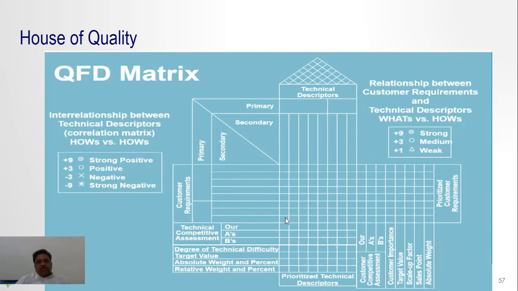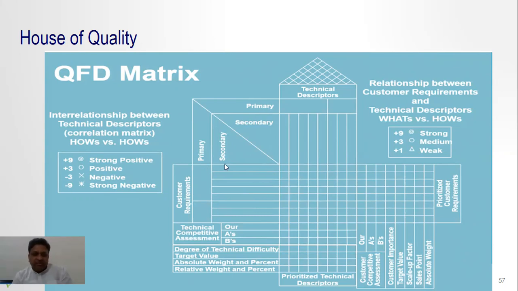The interrelationship between the technical descriptions is the correlation matrix, how versus how. If you go by marking, then +9 is a strong positive, +3 is a positive, -3 is a negative, -9 is a strong negative. Here, the technical descriptions will come. We'll go through an example as well. Just understand what this house of quality QFD matrix is.